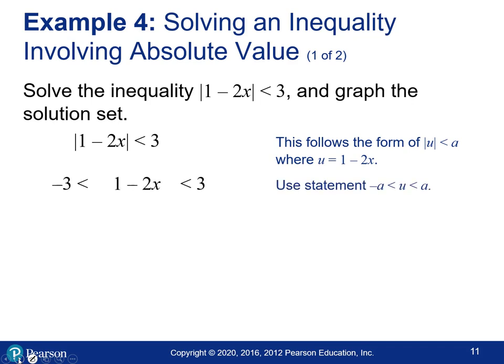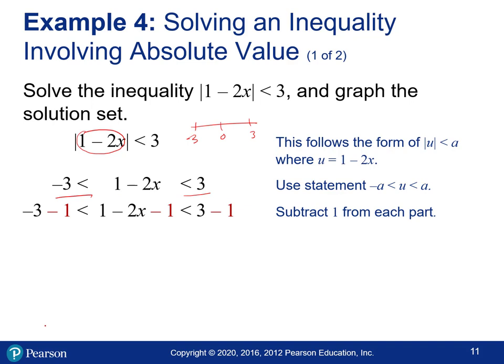Okay, so we know that we can split this up: 1 minus 2x is less than 3, but it's greater than -3, because we want this to be 3 units away from 0, and so it could be at +3 all the way to -3. So that's why we have to split it into 2.